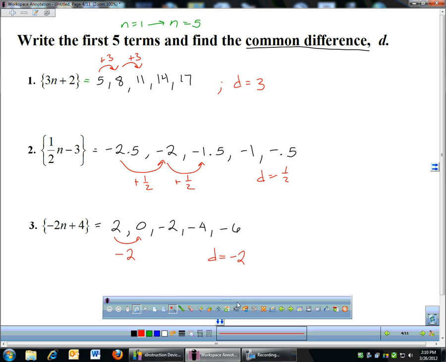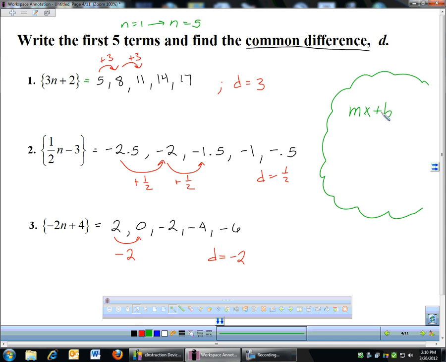One thing you may notice, and you may not have: if you look at all of the arithmetic sequences, if you think back to when you first started graphing lines, they resemble that mx plus b format, where I have something times n plus a number. Just like slope-intercept form is something times x plus a number, arithmetic sequences can be written in that slope-intercept type form. And if you're really paying attention, you'll see that the common difference is 3.